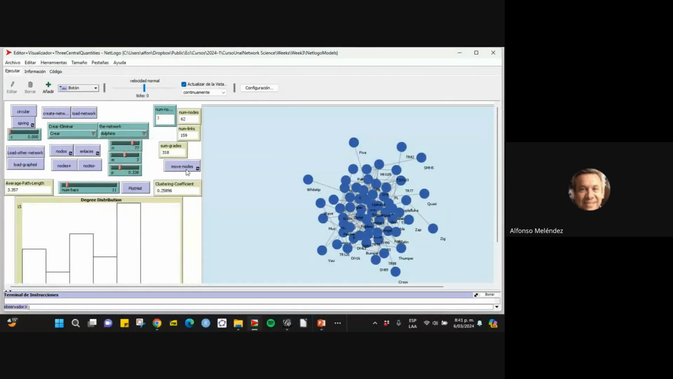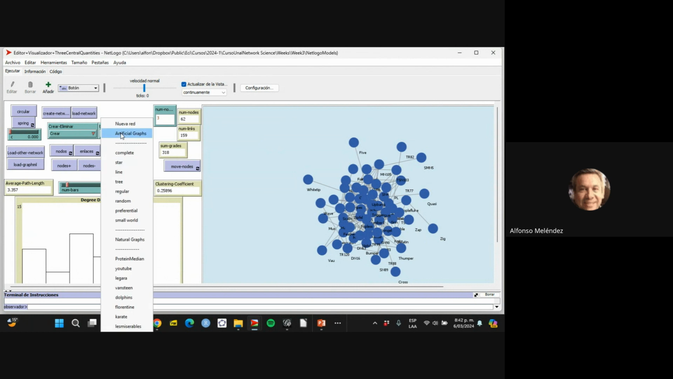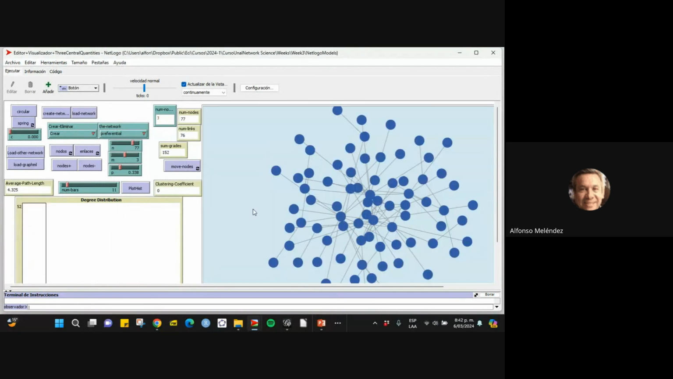This is the dolphin network. Look at the distribution. It's not Gaussian. It's not normal. It's a very small network. Look, average path length 3.3. The clustering coefficient of the dolphin network is 0.25, 0.26. This type of network is a very important network, we are going to see later.